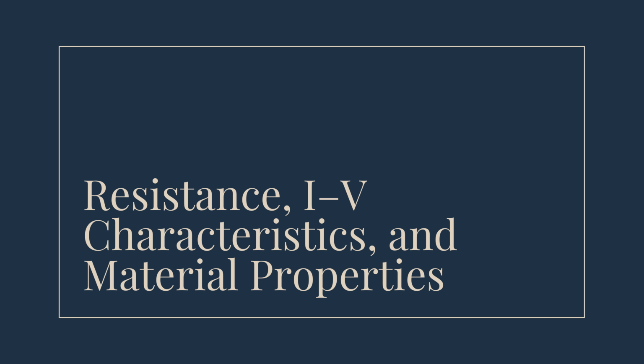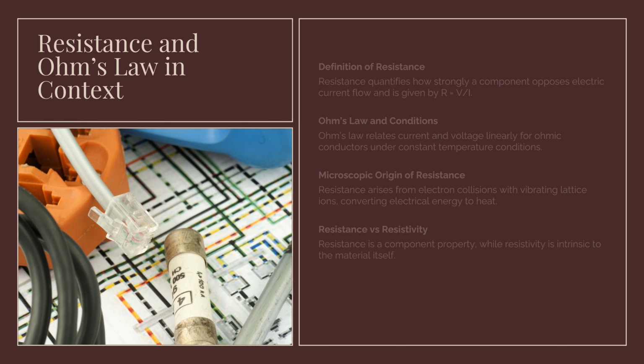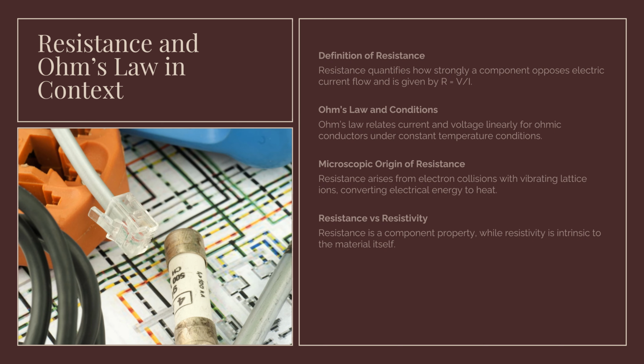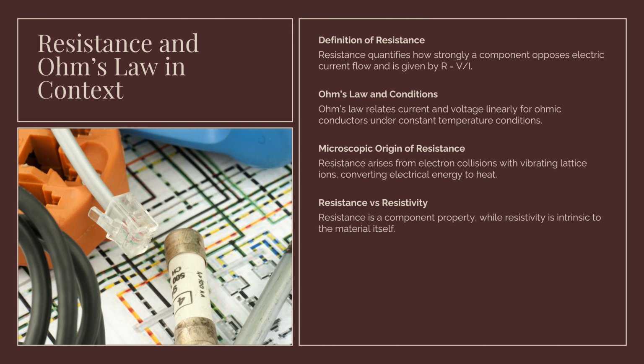Resistance and Ohm's law in context: current-voltage characteristics of components, resistivity and geometrical factors, temperature effects and superconductivity. Resistance is a measure of how strongly a component opposes the flow of electric current and is defined by R = V/I. Ohm's law states that for an ohmic conductor, the current through the conductor is directly proportional to the potential difference across it, provided physical conditions such as temperature remain constant.